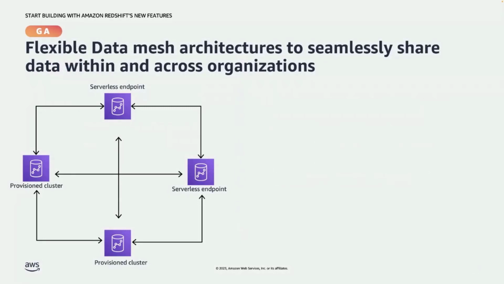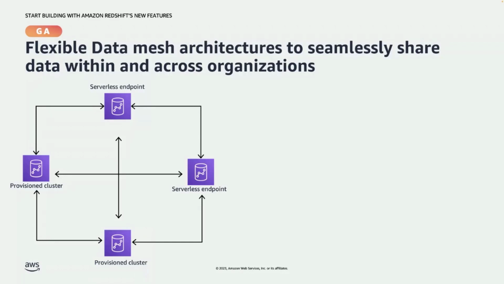So Amazon Redshift enables flexible data mesh architectures where you can seamlessly share data within or across clusters, accounts, or organizations in live format without losing transactional consistency. Sharing data also helps you to enable workload isolation and also chargeback capabilities.